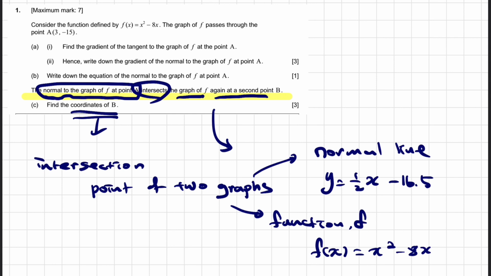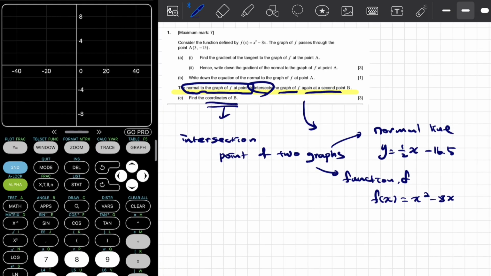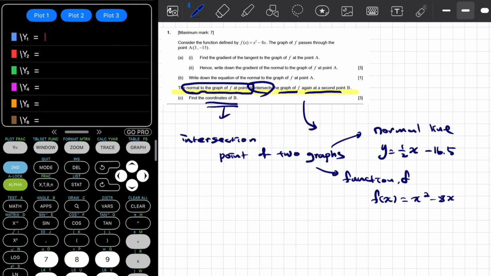However, since this is a paper 2 question, you can simply use GDC to solve this, the values of the coordinates of the B. Okay. So what you can do is using GDC, you can go to the y equals button, right? You can click the y equals button and go to this screen, and substitute your normal line equation as your first equation. So I will do 0.5x minus 16.5 as my first equation.